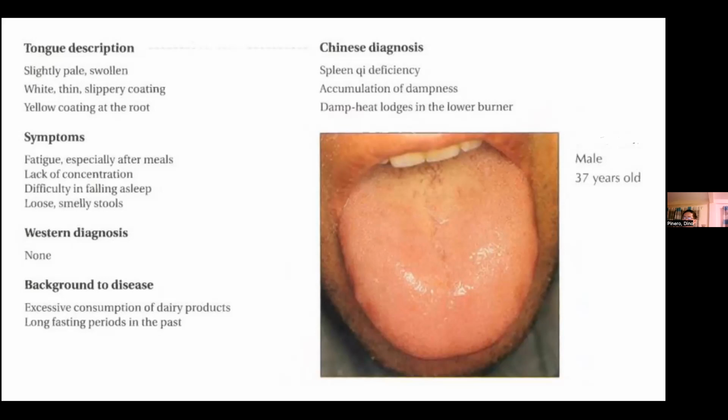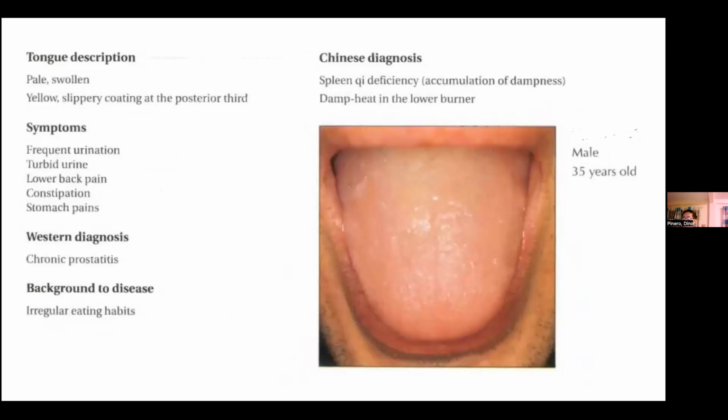lower burner. Ang symptoms, there is fatigue, especially after meals. There is lack of concentration. There's difficulty in falling asleep. There's loose smelly stool. Sa Western diagnosis, there is none. And yung background to disease, excessive consumption of dairy products, long fasting periods in the past. So, nagpa-fasting po siya. Okay.